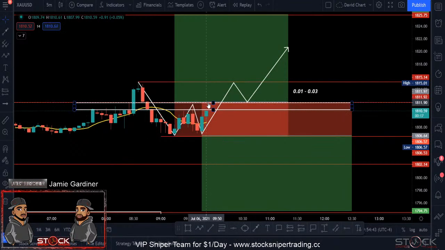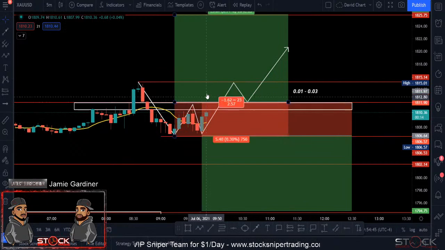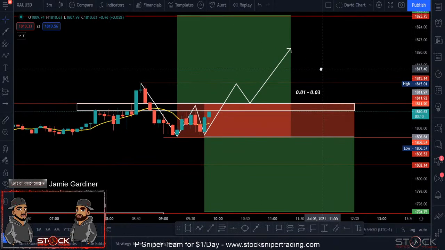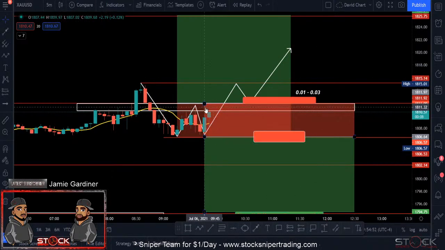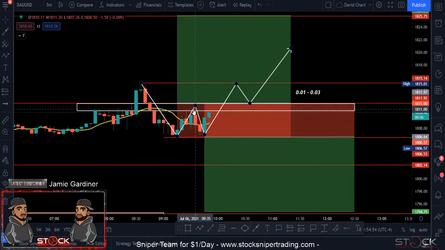But remember, guys, we're entering in here. So we still have to deal with this resistance at 1815. Just remember that. This is the initial double bottom break.